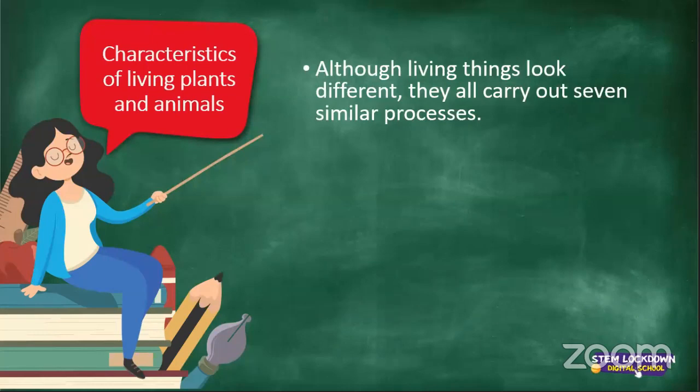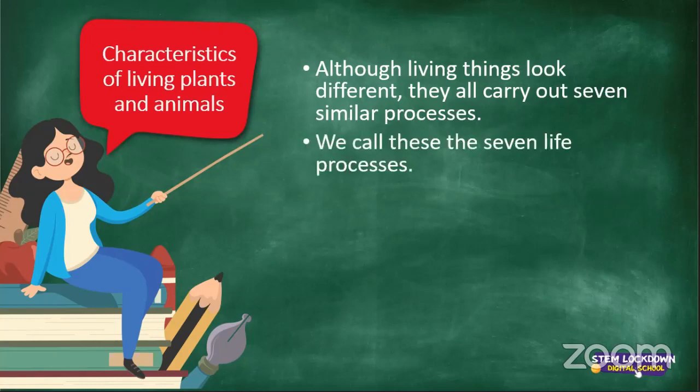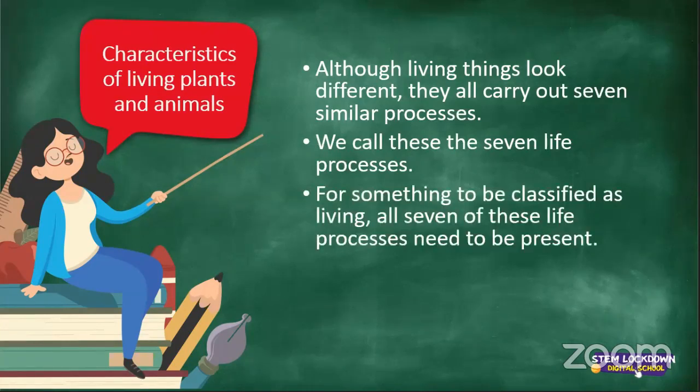Okay, although living things look different, they all carry out 7 similar processes. Now, already a lot of you mentioned some of those 7 processes, but not all of them. We call these 7 the 7 life processes. Something to be classified as living, all 7 of these life processes need to be present. Now, when I asked you before to look at the pictures, a lot of you gave me answers like, yes, it can move, or yes, it can breathe. But there are 7 things that they need to be able to do before you can classify them as living.